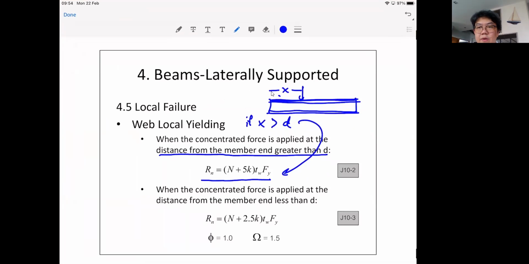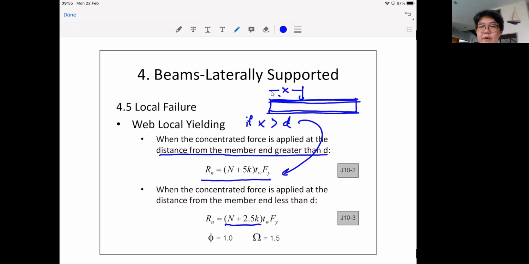So you can have the load near the end of the beam, for example, the reaction of the beam itself. If I place the beam on the support and the reaction of that particular beam becomes the concentrated load, that reaction would be very near the end, and therefore you will only have this area left. Okay, so that is local web yielding. Any question?